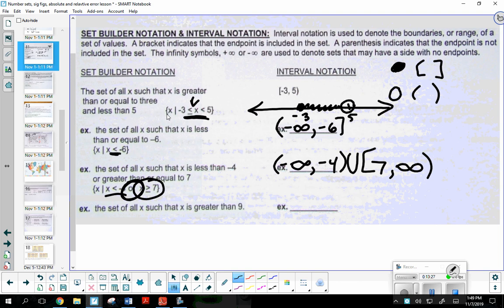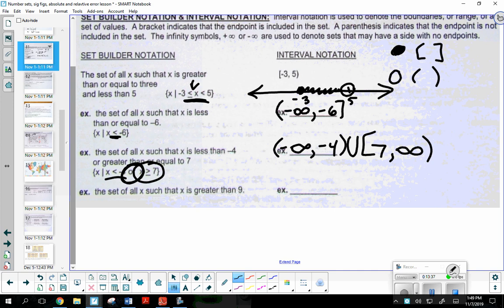Okay. So this interval or the second interval. Okay. And then this last one here, the set of all x such that x is greater than 9. So we can go ahead and write that out, the set of all x. Now, instead of the vertical segment, does anybody know what other icon I could use in place of it? Does anybody remember? You can use a colon. Okay, so you can just say, all values of x such that x is greater than 9.